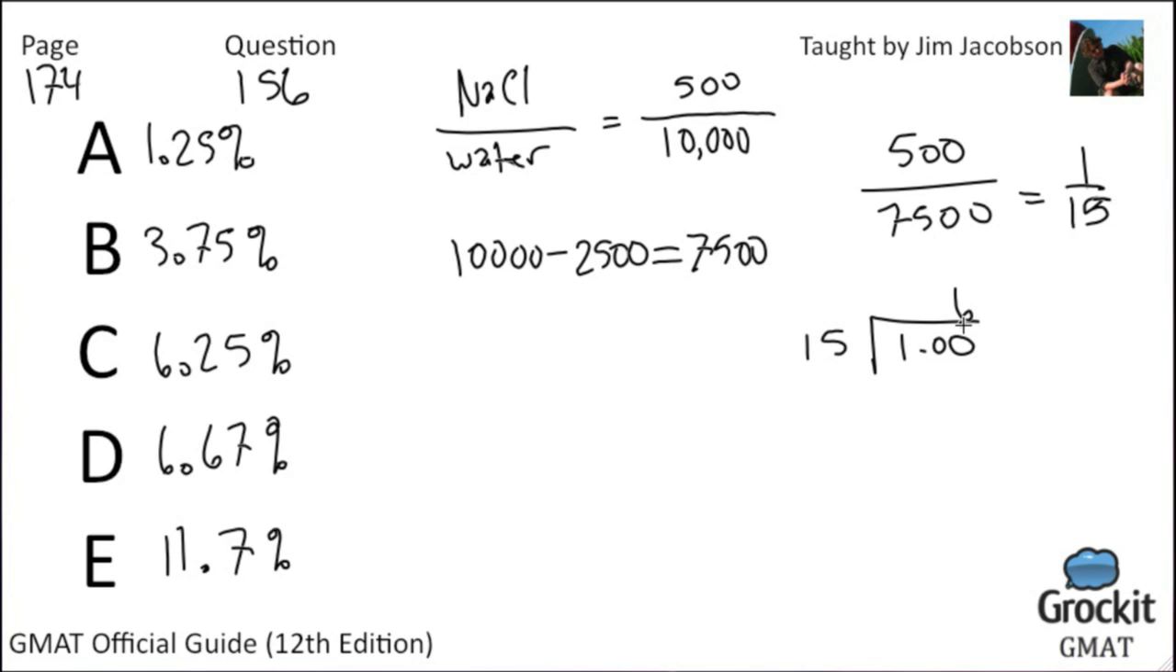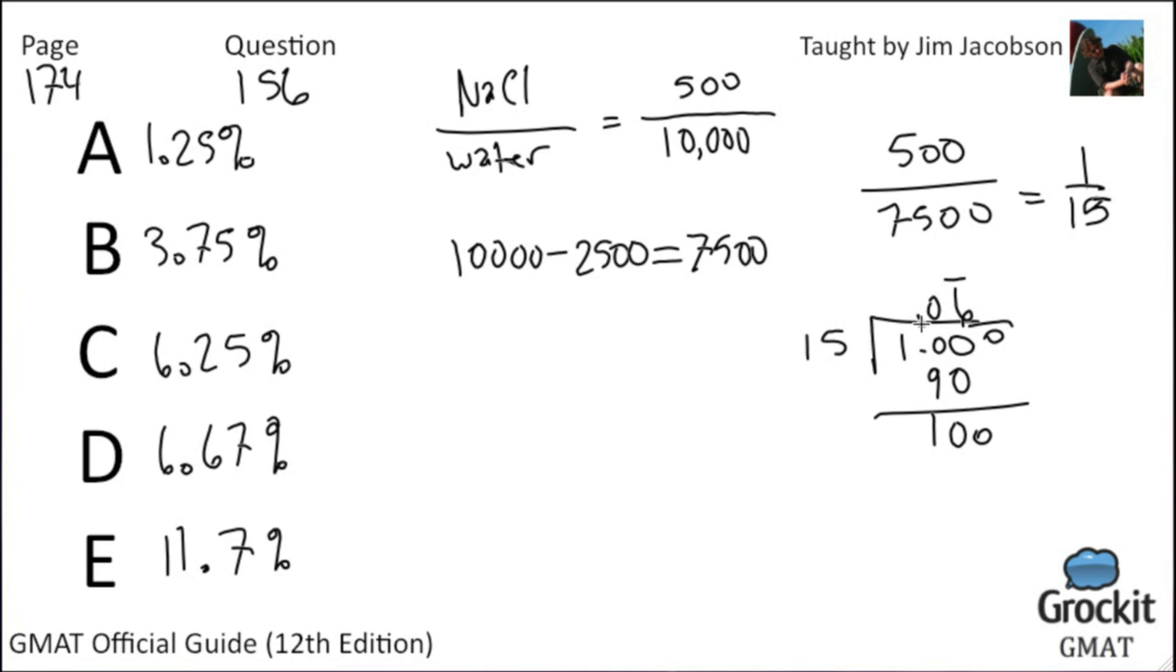So it's going to go in 6 times. And we can see already that it's going to be a repeating decimal. We add another 1, it's going to be that again. So 0.6 or 0.06.